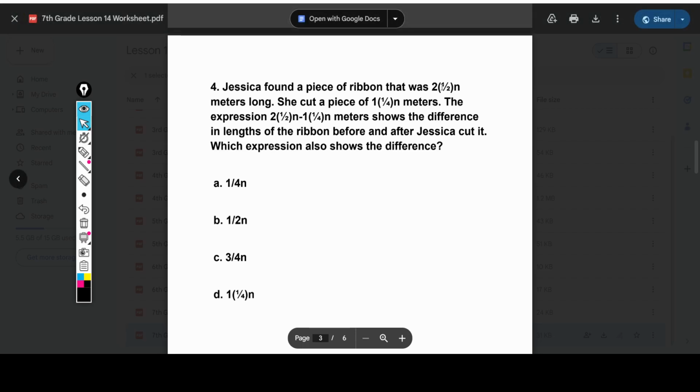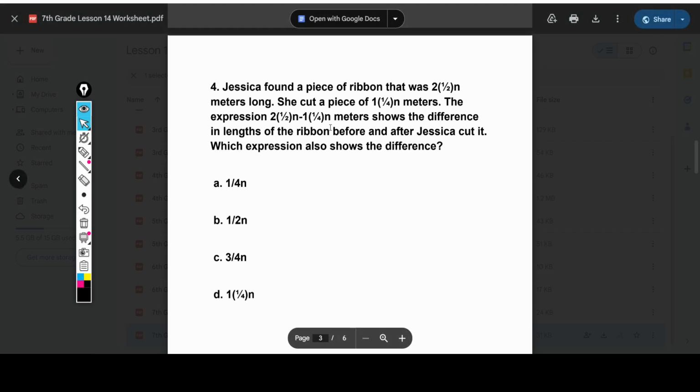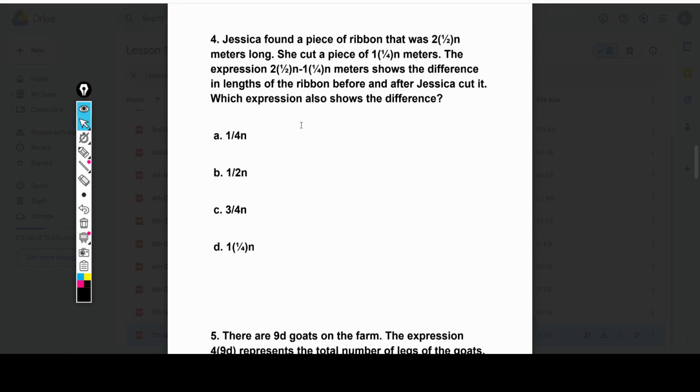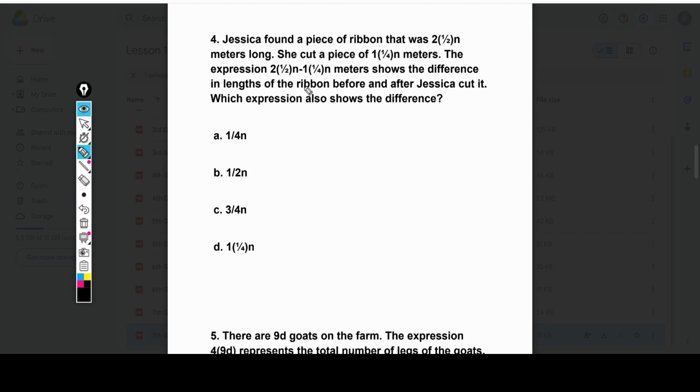So now we have 2.5 n meters of ribbon and another piece that's 1/4 n that she cuts away from it. So we're subtracting. So what's the difference? Well, 2 and 1/2 n minus 1 and 1/4 n. Well, what's 2 and 1/2 minus 1 and 1/4?